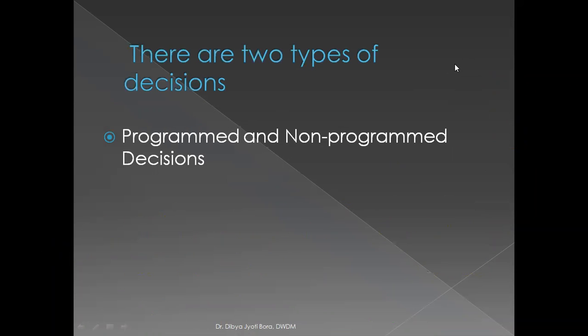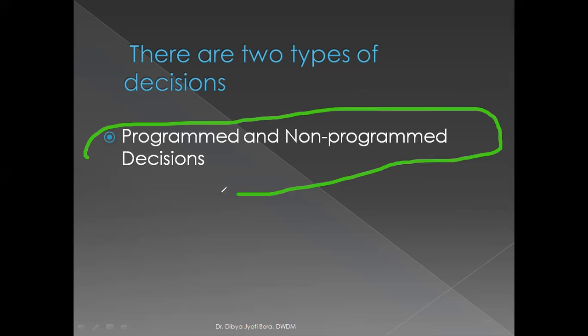Now let's come to the types of decision. The decisions that we take have two different types. Have you heard this before? Yes, sir. One is known as programmed, another is known as non-programmed decision. There are two types of decisions, remember.